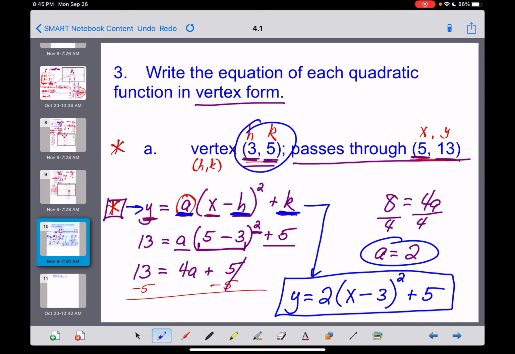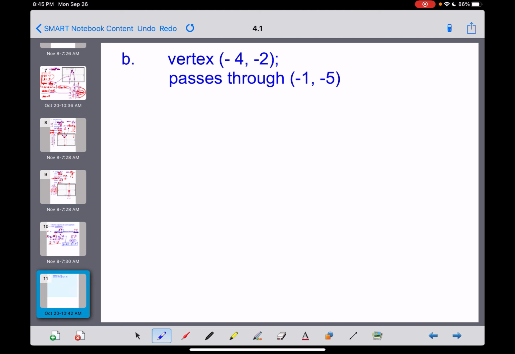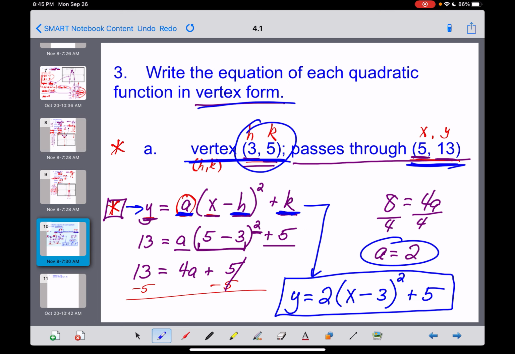So Y is equal to 2 times (X minus 3) quantity squared plus 5. That's the equation of the only parabola out there with a vertex at 3, 5 and containing the point 5, 13, written in vertex form. All right, guys, there's one more example here if you wanted to try that one out on your own, but I'm about out of time right now, so I'm going to wrap this one up.